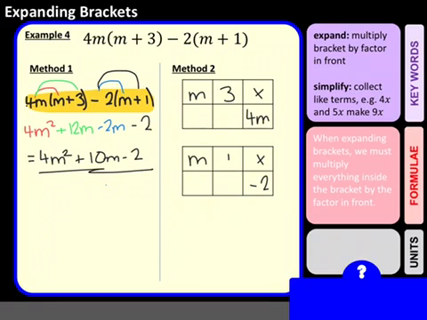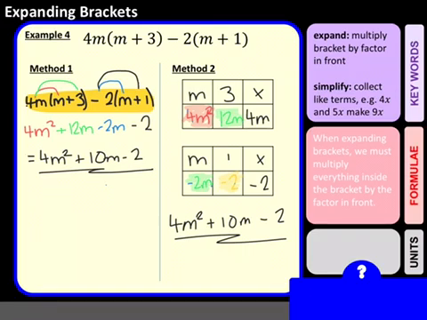So we'll fill in everything inside the grid. 4m squared, 12m, minus 2m and minus 2, and then we're looking for our like terms as we did last time. So I've got just the one term in m squared, but I've got 12m and minus 2m, and then I've got the minus 2. So that's just going to help me with that simplification again. So I've got 4m squared plus 10m, so it's the 12 minus the 2, and minus 2. And that is all the main skills for expanding brackets.